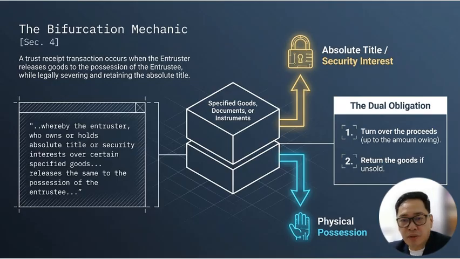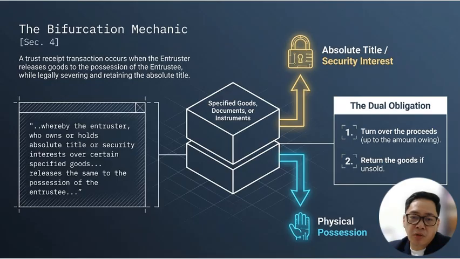The law strictly splits what an entrustee is allowed to do with the entrusted property based on whether the item is a tangible good, a document, or a financial instrument. So, path A, goods or documents. If the items are goods or documents of title, the entrustee is authorized to sell them, to manufacture or process them for ultimate sale, and handle them in a way preliminary to sale, such as loading, unloading, or shipping.